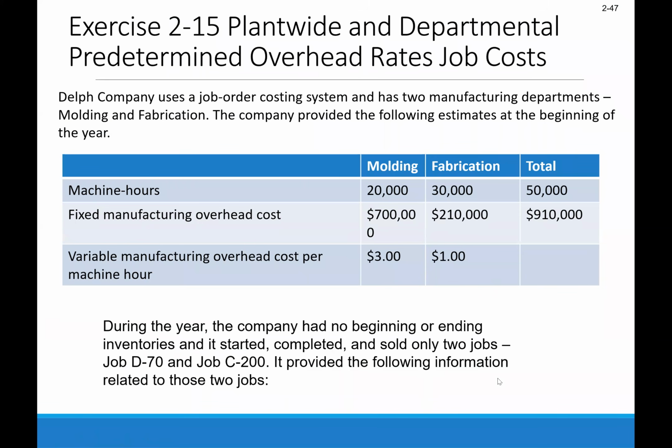Next, Dell uses a job order costing system and has two manufacturing departments, molding and fabrication. The company provided the following estimates at the beginning of the year. They estimated machine hours and they estimated manufacturing overhead. Sorry about that, 700,000 there. We also have an estimate of the variable manufacturing overhead costs per machine hour.